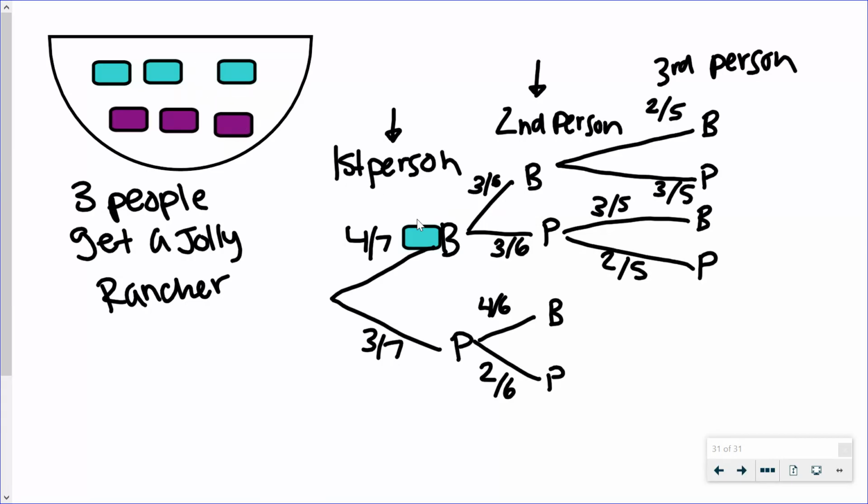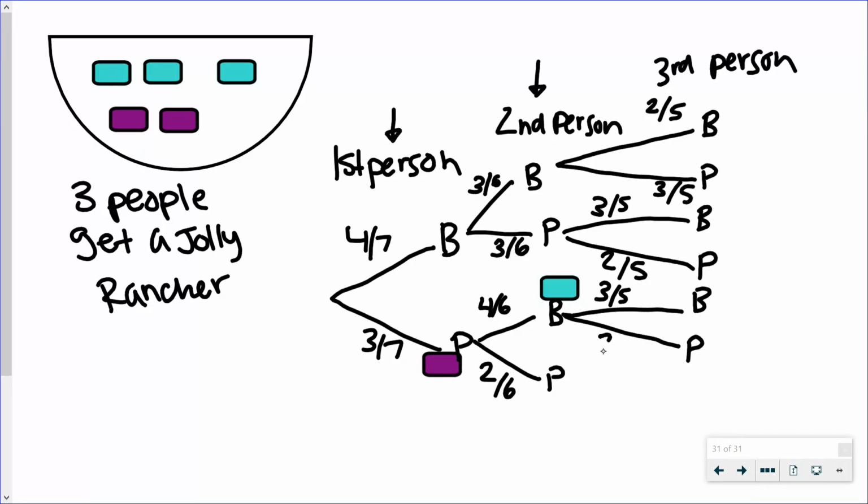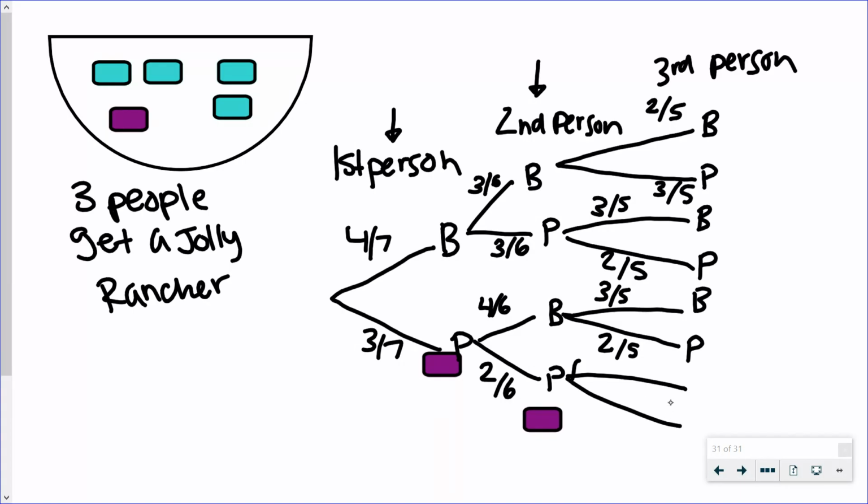Okay, I'm going to go back. And this time I'm going to say that I pulled out a purple, and then I pulled out a blue. My possibilities are blue and purple. So I'm following the path and then writing what is left over for that third person. And they have a 3 out of 5, 2 out of 5 chance. Okay. Then I'm going to put my blue one back so I can follow my purple train. They've got blue and purple. We've got a 4 out of 5 and a 1 out of 5 chance.